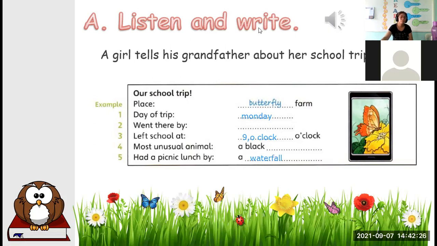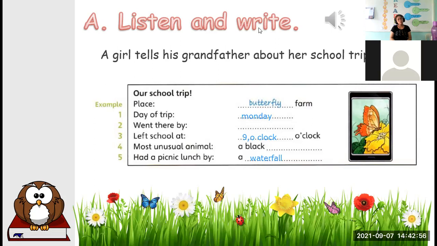Listen and look. There is one example. Grandpa, look at this picture. I took it on our school trip. Wow, it's lovely. Where did you go? To a butterfly farm. I loved it there. Everything was so interesting. Good. Can you see the answer? Now you listen and write.